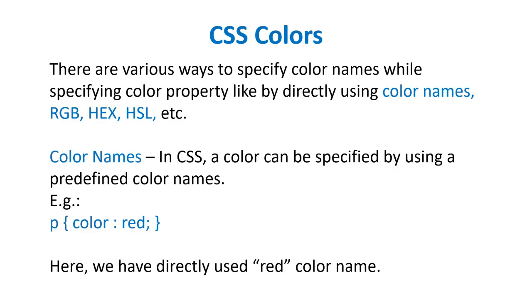There are various ways to specify color names while specifying the color property, like by directly using color names, RGB, HEX, HSL, etc. Color names: in CSS, a color can be specified by using a predefined color name. Example: color: red. Here we have directly used the red color name.